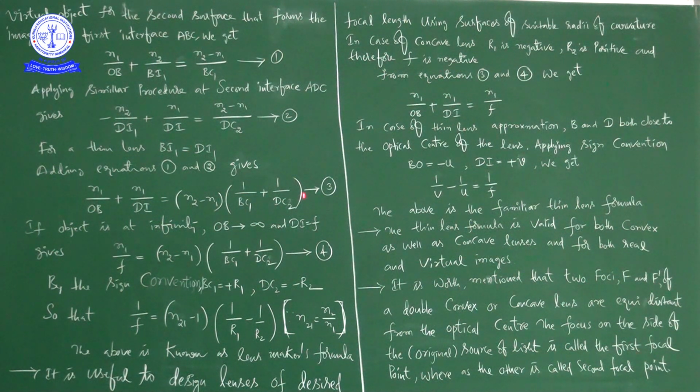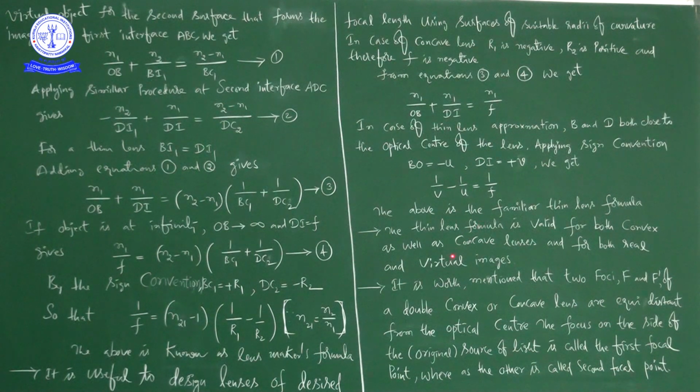From equations 3 and 4, what we had here is n1 by OB plus n1 by DI is equal to n1 by f, right? Next, in case of thin lens approximation, B and D are both close to the optical center of the lens. By applying the sign convention, you get 1 by v minus 1 by u is equal to 1 by f. This is the familiar thin lens formula.